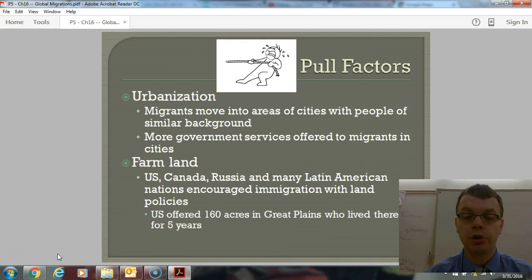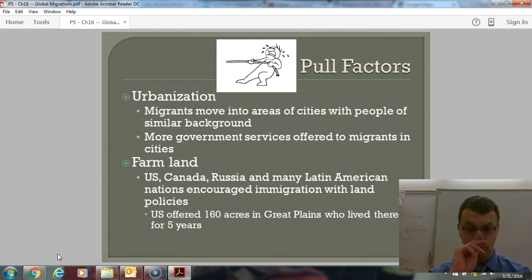Along with push factors, there are pull factors, which cause people to pull them into another land. One is urbanization. Migrants move into areas of cities with people of a similar background. Here's where we'll see some ethnic enclaves. We will see an example. This would be Chinatowns. Chinatowns like in New York, San Francisco. Also, we'll see people moving into similar areas, like many people of India live in similar areas in South Africa, for example. More government services are offered to migrants in cities.